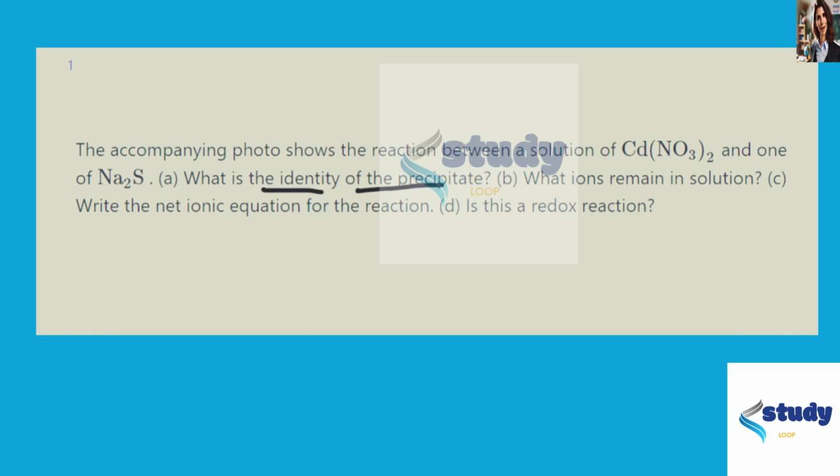So in the first part of this problem, we have to find out the identity of the precipitate in the reaction of cadmium nitrate and sodium sulfide. To find out the identity of the precipitate, we have to write down the balanced equation of this reaction.